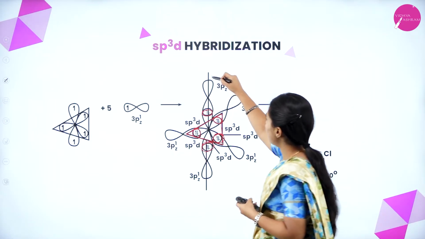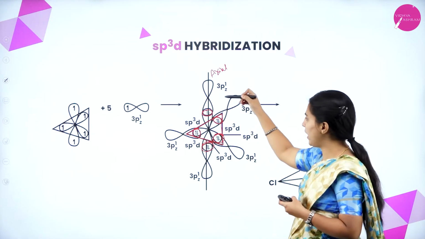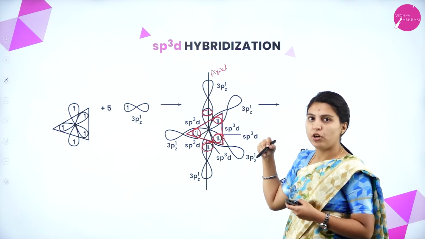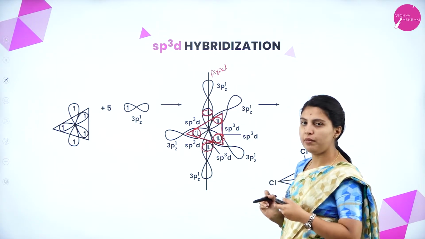This is axial bonds. It is having more repulsive interaction than these equatorial bonds. That's why lengthwise it is more than the equatorial bond length.